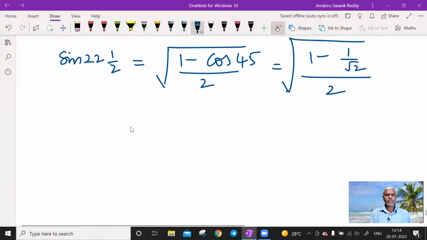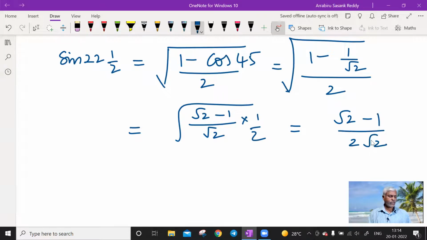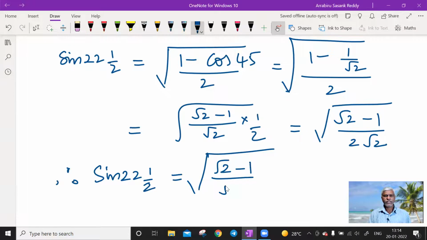So taking LCM root 2, so root 2 minus 1, so this is 1 by 2 as it is. That is root 2 minus 1 by 2 root 2. So this is sin 22 and a half is equal to under root 2 minus 1 by 2 root 2.